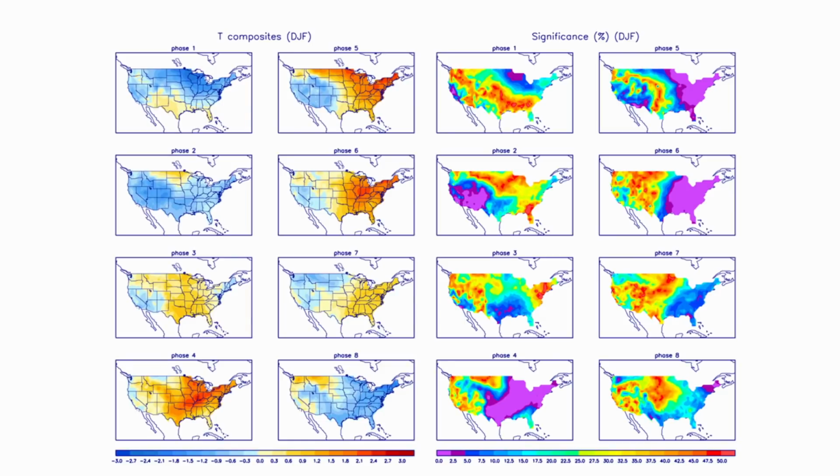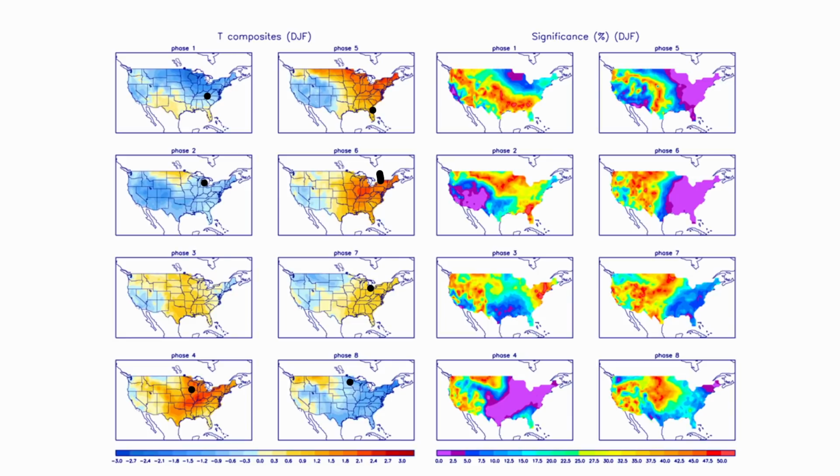Now, here's what each phase really means, and you can see on the left-hand side, that's where you're looking at your actual temperature anomalies by each phase. So you can see how phase 1 and 2 are actually fairly cold, and then also for phase 8, it's fairly cold. Phase 7, 6, 5, 3 can actually be fairly neutral, and then phase 4 is also fairly warm for much of the east.